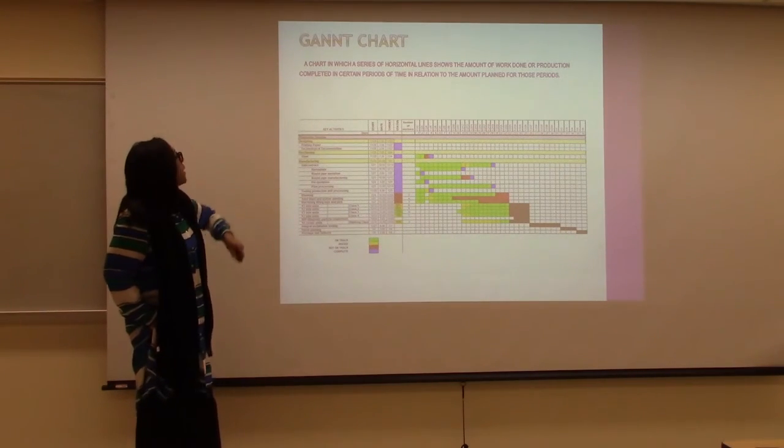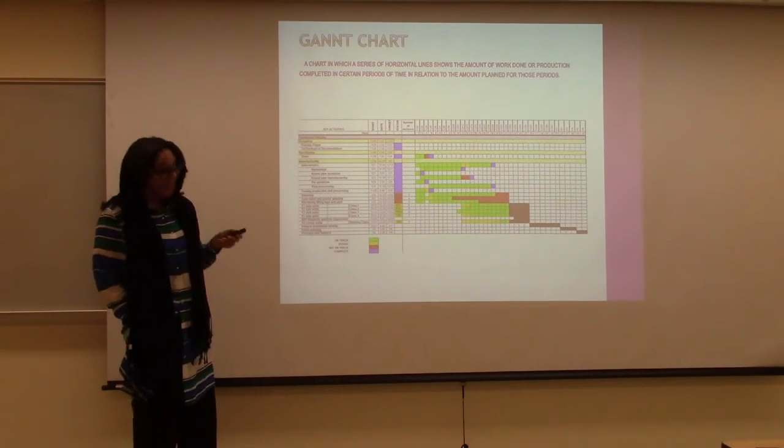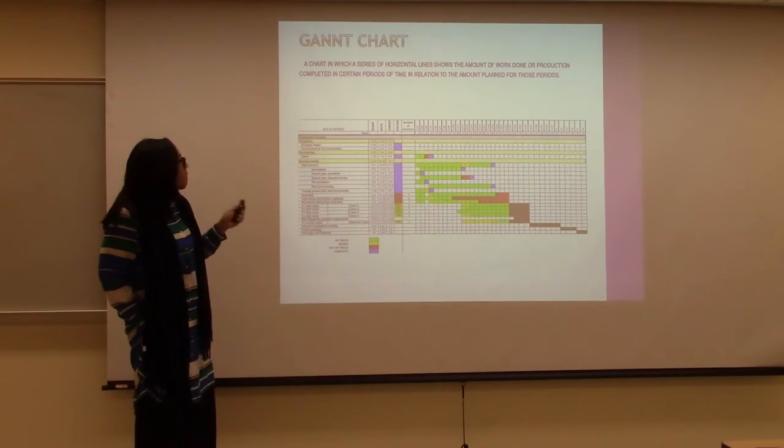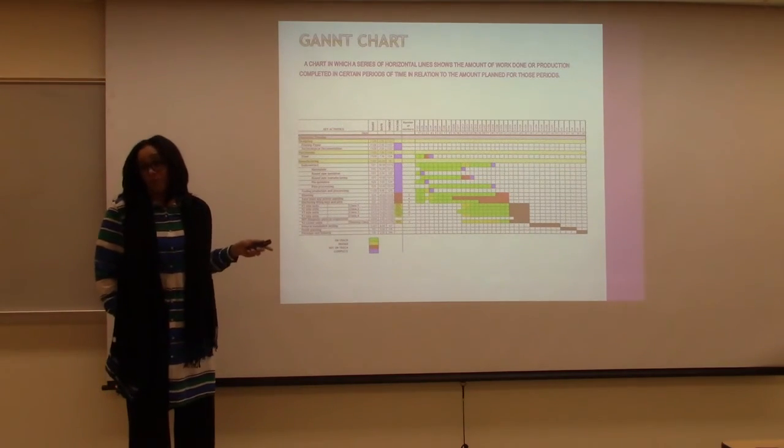So that gives you an idea of what the Gantt chart is. I won't go too far into it because it does look scary, but it really isn't. All right. But every project management organization uses it. They rely on it. They live it, they breathe it.